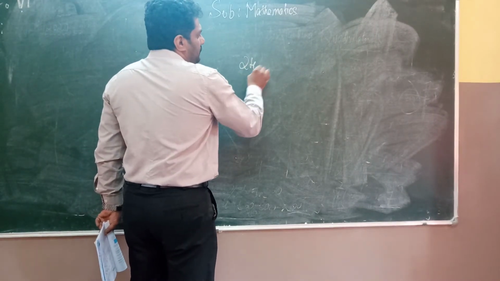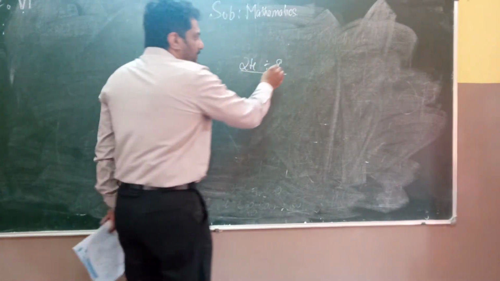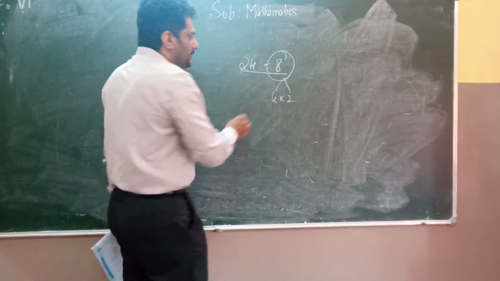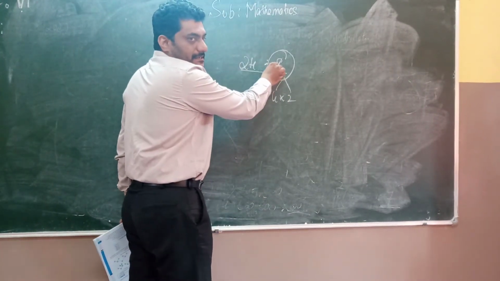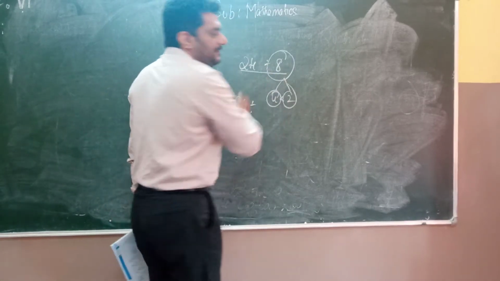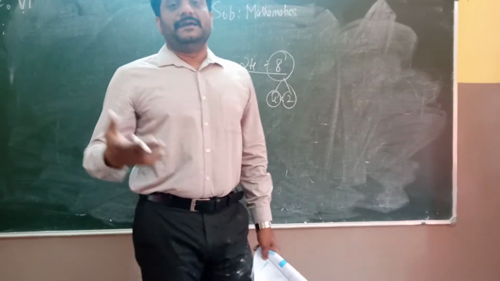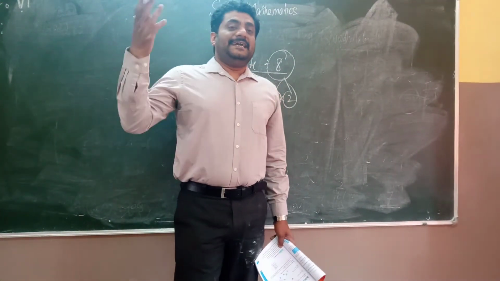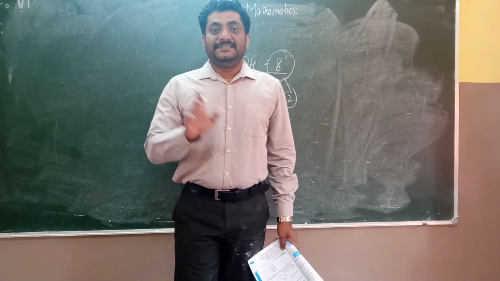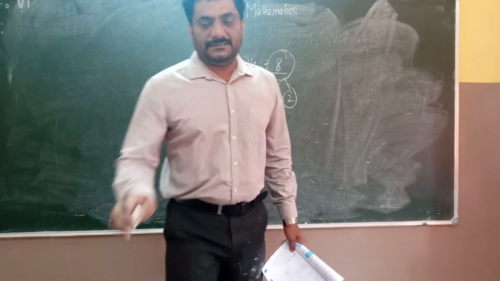Now 24. Is it divisible by 8? It is divisible by 8. Now what are the factors of 8? You can write 4 into 2. Correct? Now if this is divisible by 8, then 24 will be divisible by 4 and 2 as well. Okay? Whenever a number is divisible by any other number, then it will be divisible by its factors also. Remember. And it is not applicable for multiples, it is applicable only for factors.